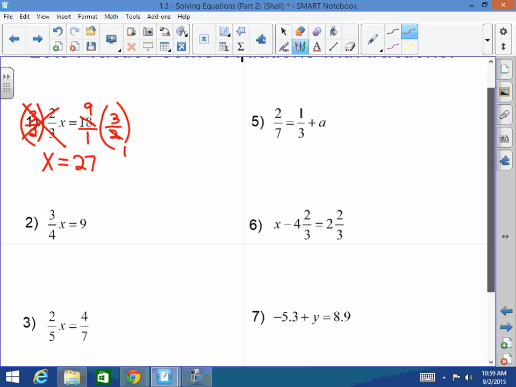Okay? Number 2, 3/4 x equals 9. I have a multiplication of a fraction, so I'm going to multiply by the reciprocal of 4/3. Cancel, cancel, x equals, cross reduce. That goes to 3. Remember, there's a denominator of 1. 3 times 4 is 12.